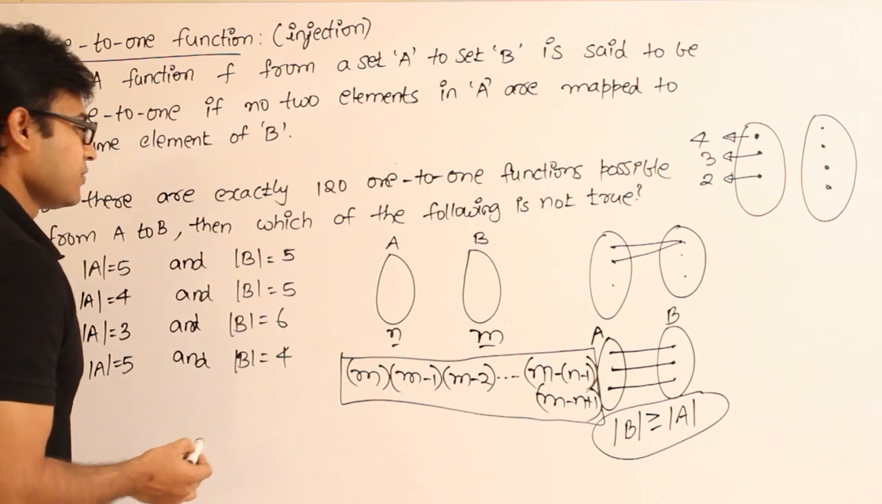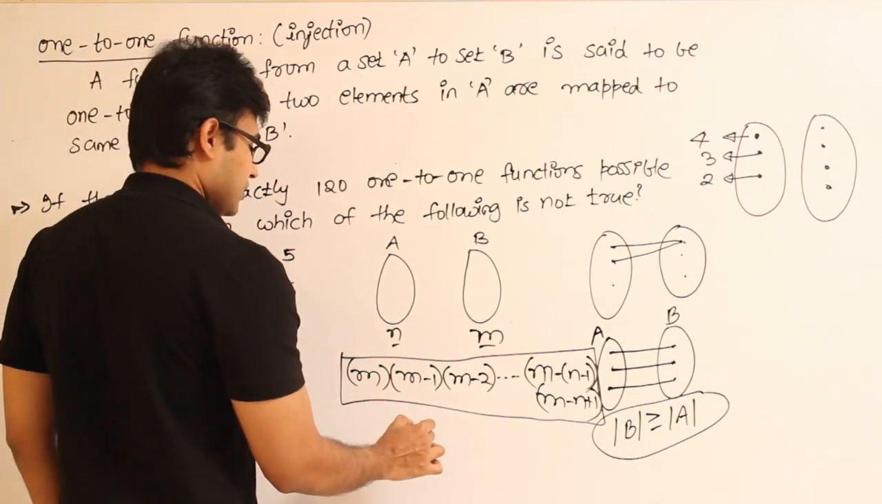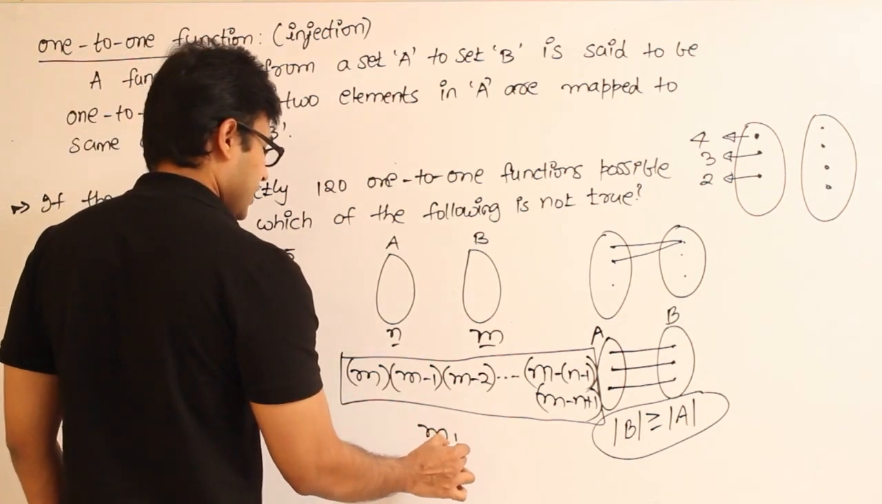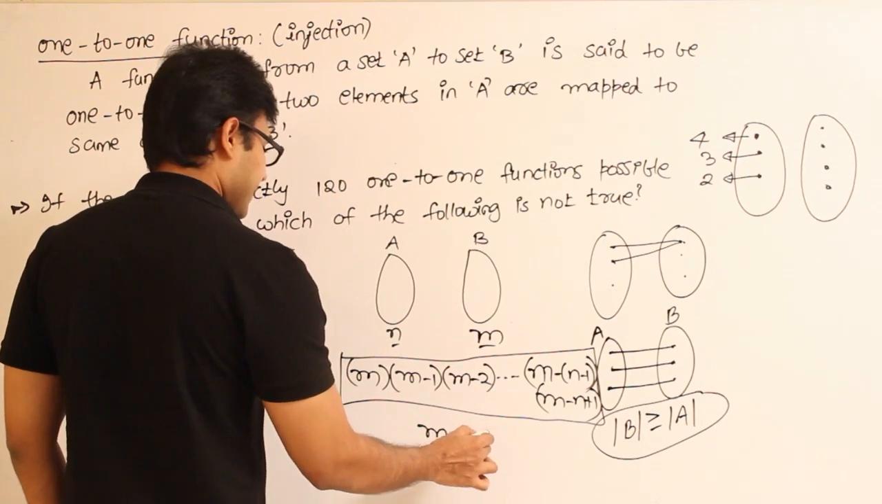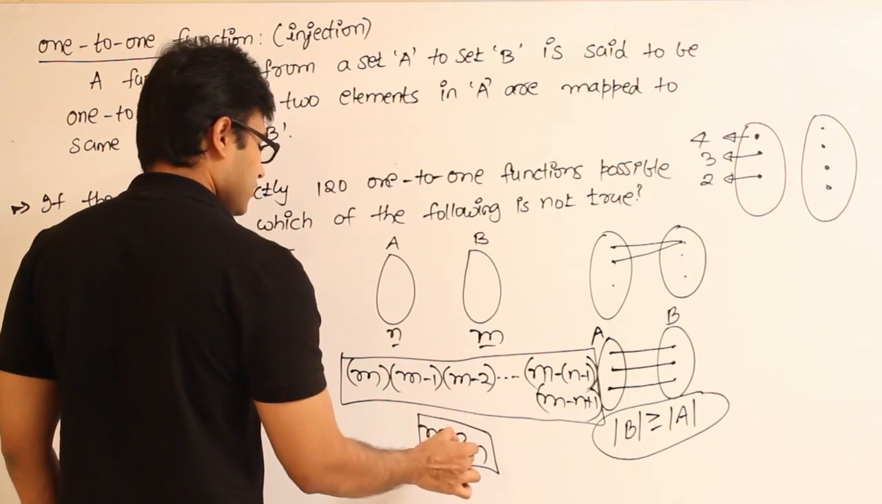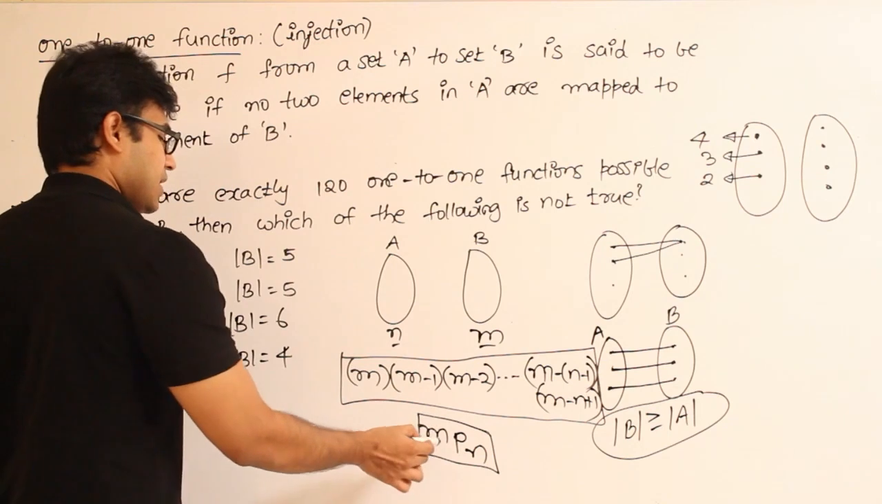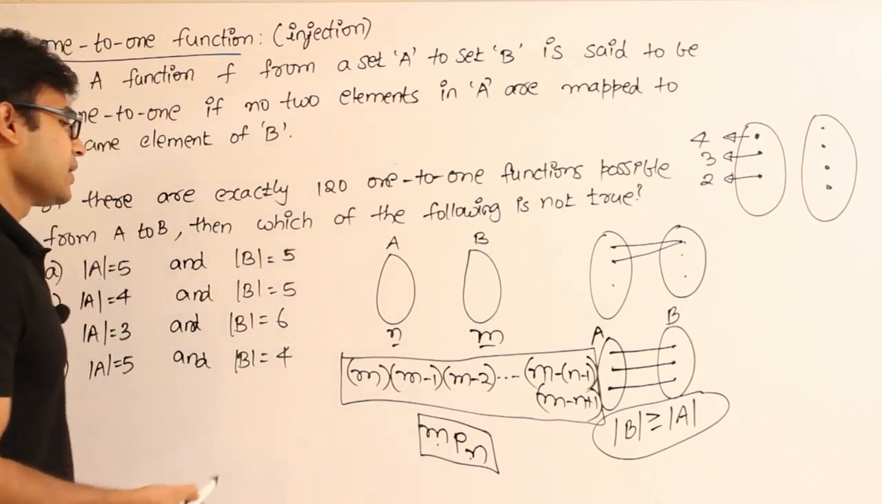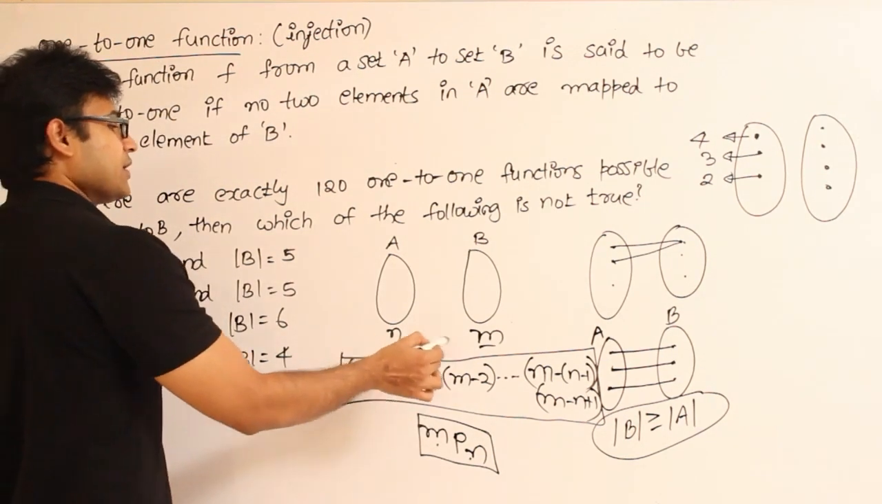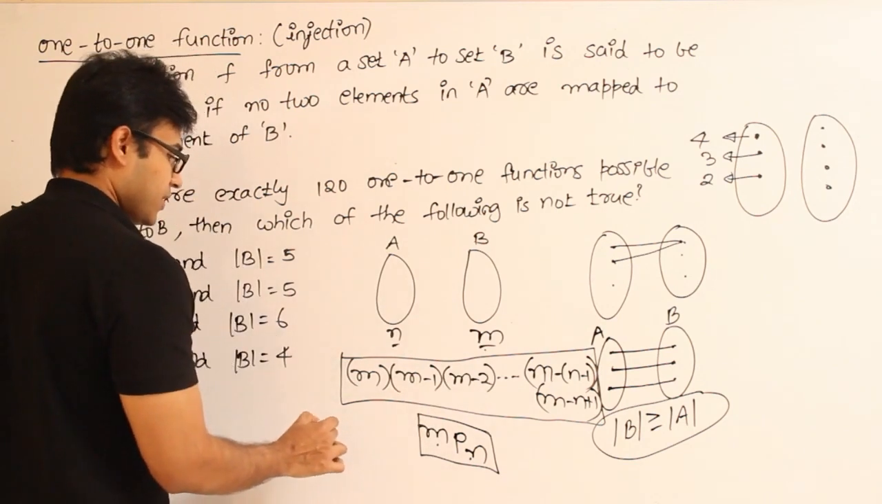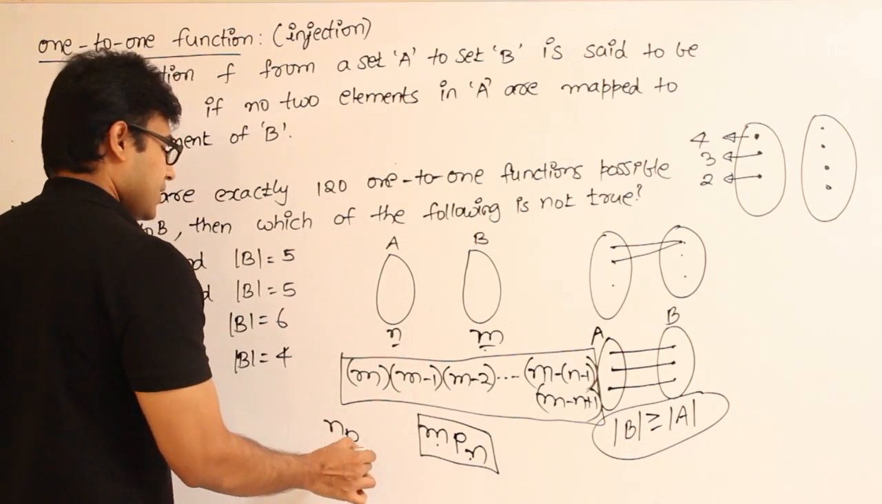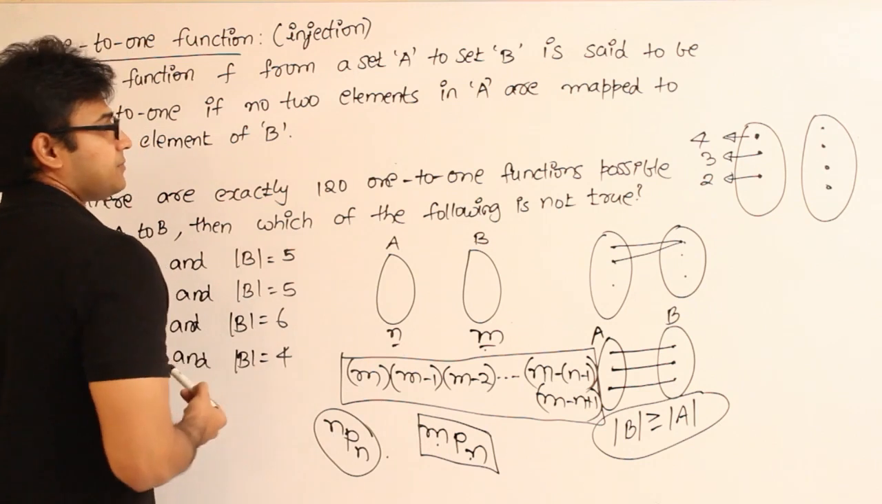Now if you want to simplify it and write it as an expression, you can write it this way: mPn. You remember this notation from permutations and combinations, right? In case both m and n are equal, then the number of one-to-one functions possible is mPn. Got it?